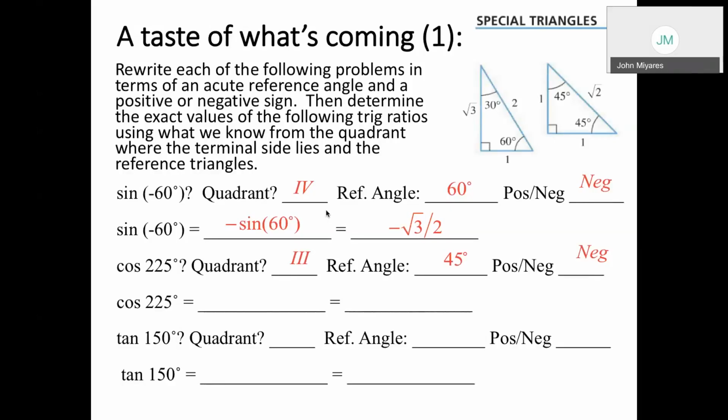So what we're going to say is that the cosine of 225 degrees is equal to the negative cosine of 45 degrees, which will be, when we look back at our reference triangle, the negative square root of 2 over 2. Why don't you take a minute to try the last one on your own?